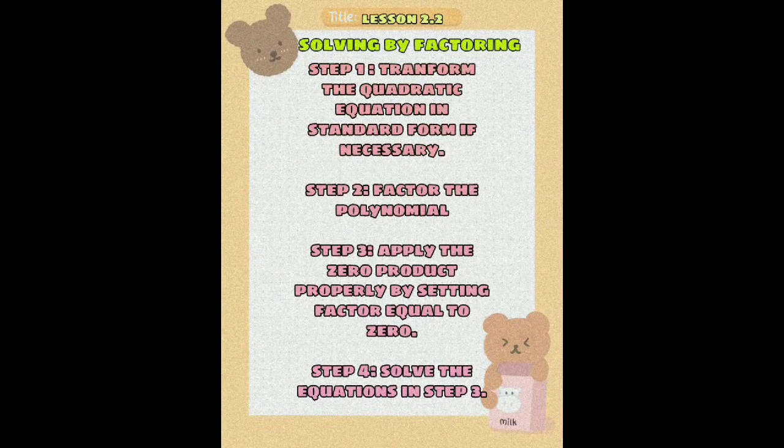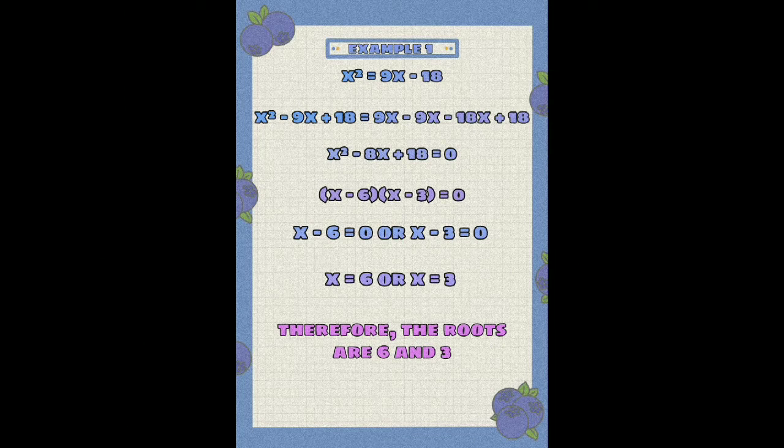2.2. Solving by factoring. Another way of solving quadratic equation is by factoring. This method is applicable whenever the polynomial in the equation is factorable. The different factoring methods you've learned from grade 8 will be useful in this lesson. Below are the steps in solving quadratic equation by factoring. Example number 1. Find the roots of x squared is equals to 9x minus 18.